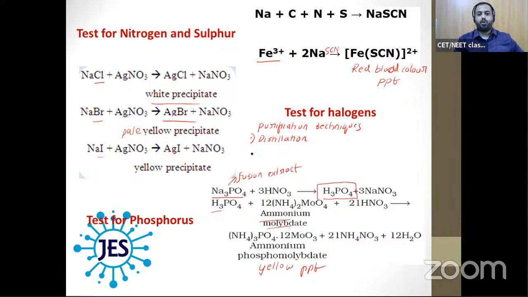Then you have fractional distillation. It's a more refined, more sophisticated version of distillation.